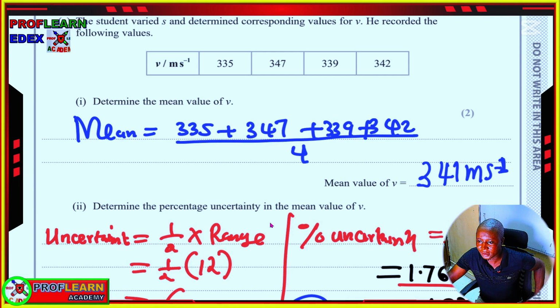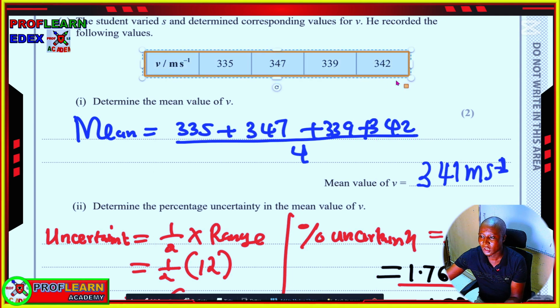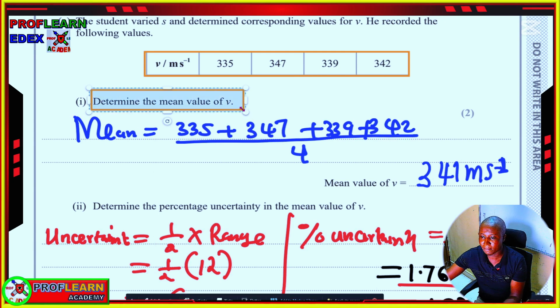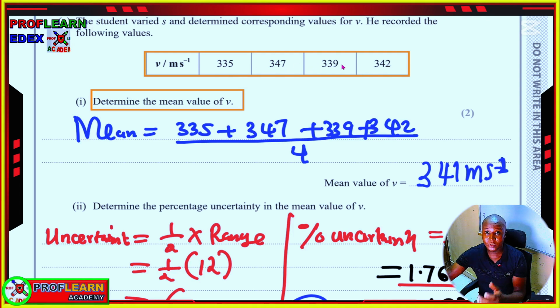Calculations of uncertainty: there is a situation whereby you'll have a single value, and they will give you another question where you have multiple sets of values. When they have given you multiple sets of values, it means you have to find the mean of these values and also find the range. The first question asks you to find the mean, and the mean is the sum of all the values divided by the number of data that you're having, which is going to be 4.